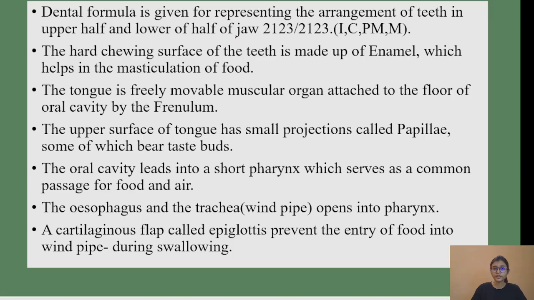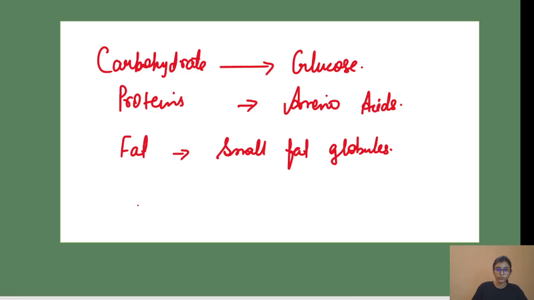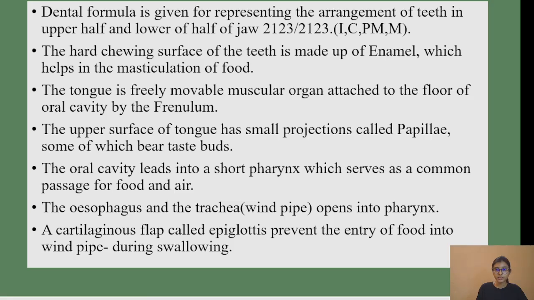Then if we go with the dental formula, that is for arrangement of teeth, you can see how we will write this dental formula. It's 2, 1, 2, 3 upon 2, 1, 2, 3. This way you can write this dental formula regarding the incisor, canine, premolar and molar.